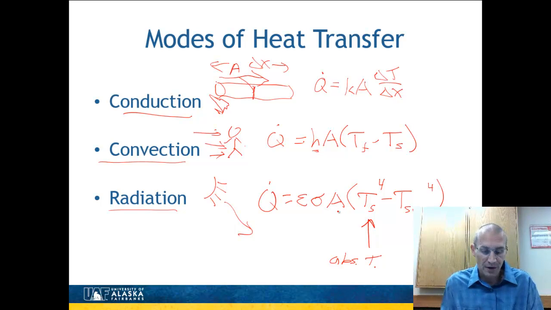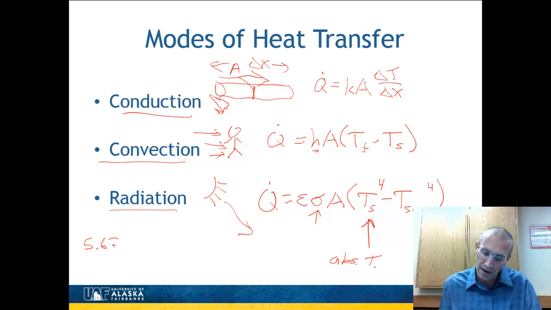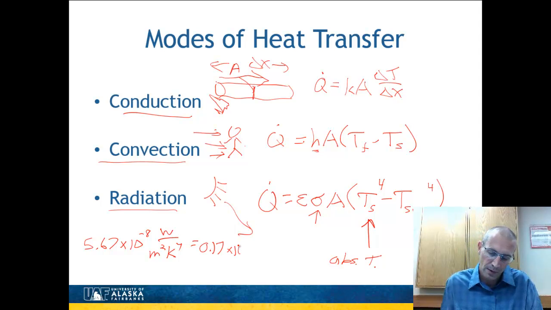Again, we have the area, and this value here, sigma, is called the Stefan-Boltzmann constant. It has a couple different values. They're fixed values. In SI units, it's 5.67 times 10 to the minus 8, and the units are watts per meter squared Kelvin to the fourth. In English units, that would be 0.1714 times 10 to the minus 8, and the units here are BTUs per hour foot squared Rankine to the fourth. Both of those values you'll find in the back cover of your textbook.